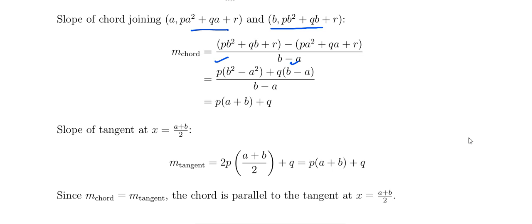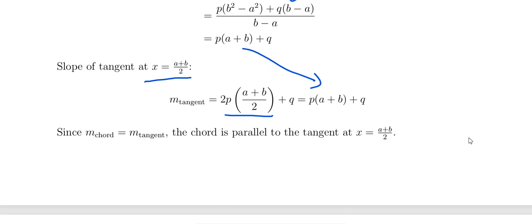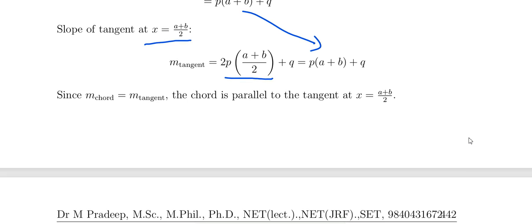So the slope of the chord is p into a plus b plus q. The slope of the tangent at x equal to a plus b by 2 is the derivative with x replaced by a plus b by 2, which is equal to the same output. Here the 2 cancels. So the slope of the chord is equivalent to the slope of the tangent at the same point. So the chord is parallel to the tangent at x equal to a plus b by 2.